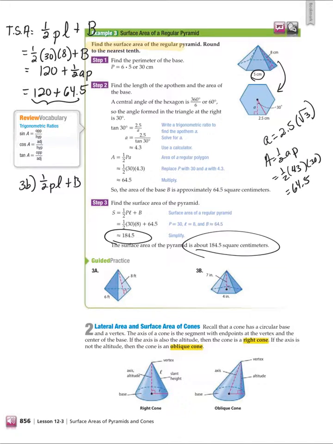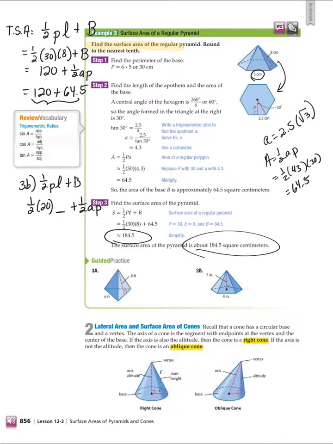I have a 1, 2, 3, I have a pentagon. Each side is 4, so 5 times 4 gives me a perimeter of 20. I do not have slant height, I have altitude. And so I'm going to have to find the slant height, and I'm going to have to find the area of my base, which is going to be 1/2 AP because I have a pentagon. Let's see what we can come up with first.